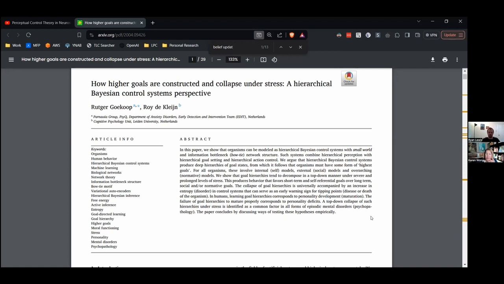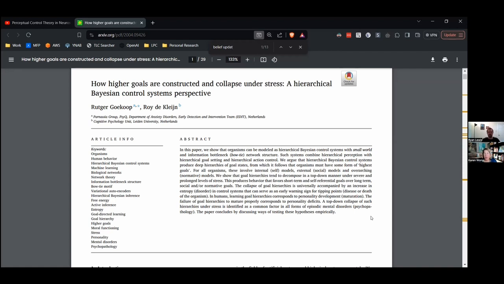In humans, learning goal hierarchies corresponds to personality development or maturation. So in order to mature, you have to learn levels of goal hierarchies. You have to learn to manage all your different levels of desires. And the failure of goal hierarchies to mature properly corresponds to personality deficits. That's where you were talking about psychopathology.